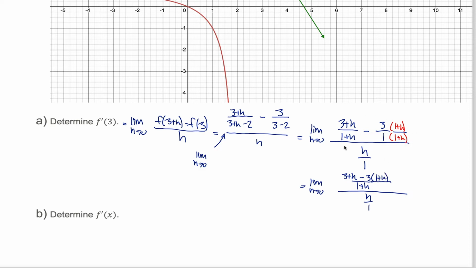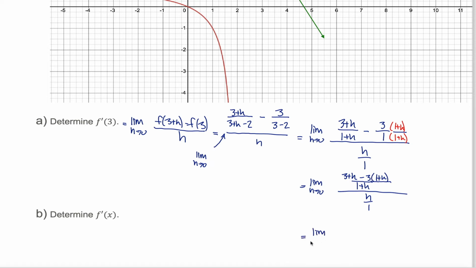If you have a hard time going from here down here, think about it like it's 6 sevenths minus 2 sevenths. You don't subtract the 7s on the bottom, you subtract the 6 and the 2 up top to get 4, and write 4 sevenths as the difference. That's kind of the same idea of what I'm doing here. Maybe I'm just making it harder.